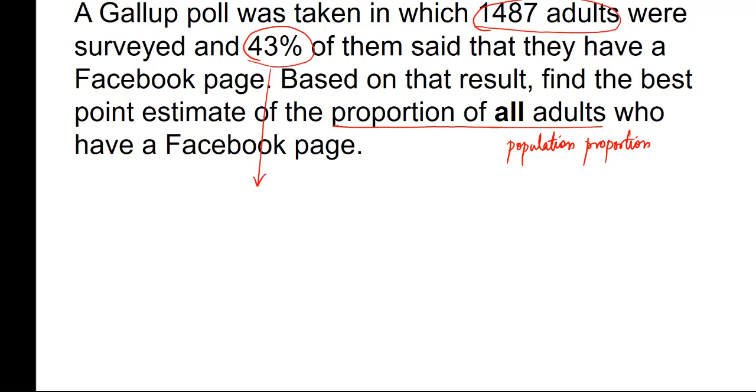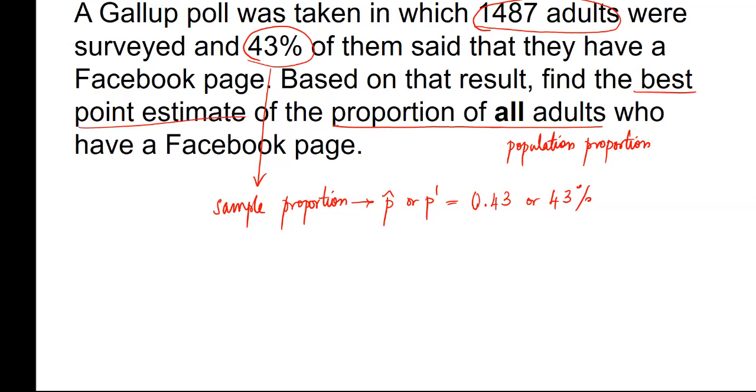This 43% comes from the sample, okay? Sample proportion. Remember, percentage or decimal equivalent indicates proportion. So sample proportion, we're using p hat or p prime, any one of those notations, and that is equal to 43% or 0.43 in decimal. So what we're saying is this p hat itself is the best point estimate, because that was the next question. What is the best point estimate? And the sample proportion is the best point estimate of the population proportion.